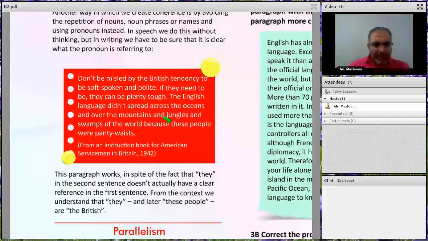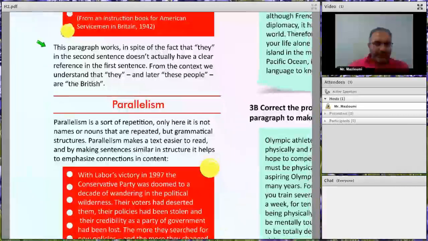Here, these people. Again, here we have they, if they need to. They refer to the same thing. So this paragraph works. It is comprehensible. It is coherent. And in spite of the fact that they in the second sentence doesn't actually have a clear reference in the first sentence. From the context, we understand that they and later these people are the British.